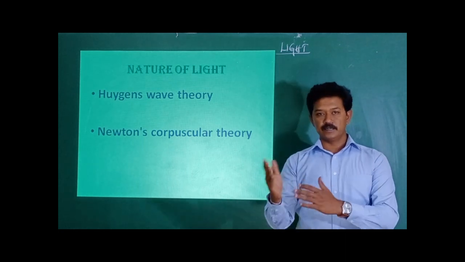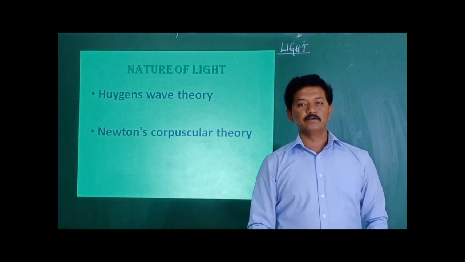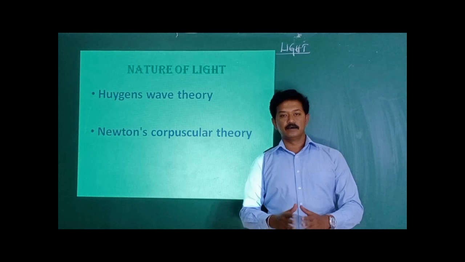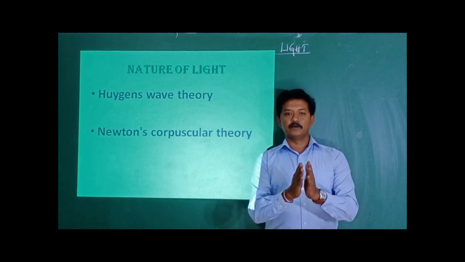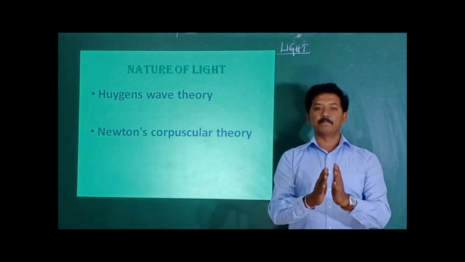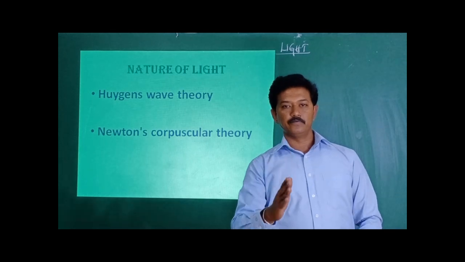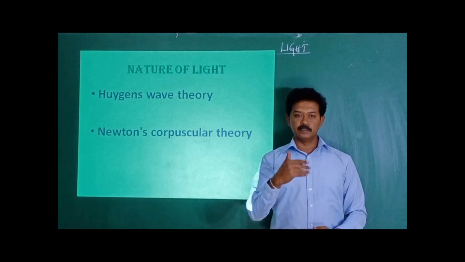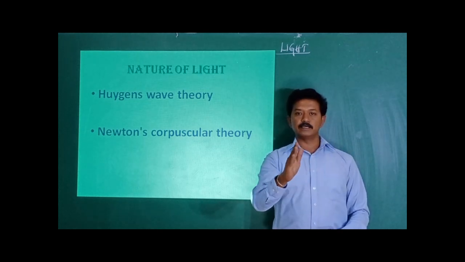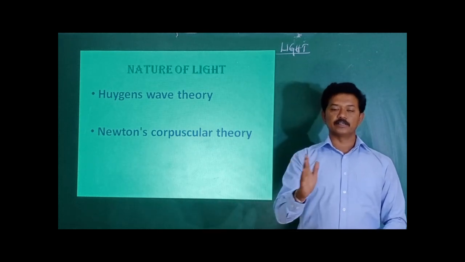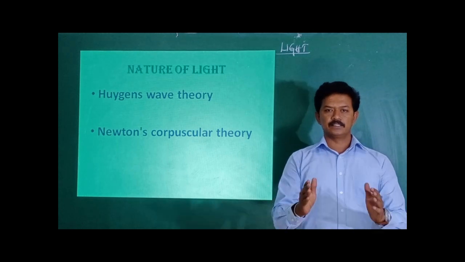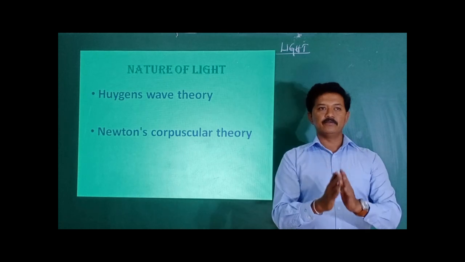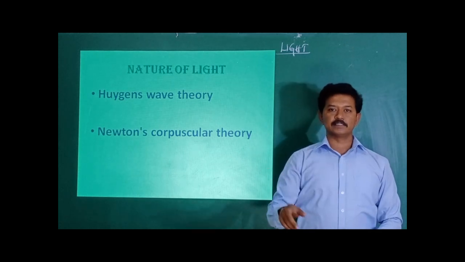At the other end, we have the Huygens wave theory. According to Huygens, light is not made up of corpuscles or particles, it is made up of waves. Those waves, in Huygens' concept, are electromagnetic radiations or electromagnetic waves. Let me give you a small glimpse of what an electromagnetic wave is: a wave which consists of electric fields as well as magnetic fields.